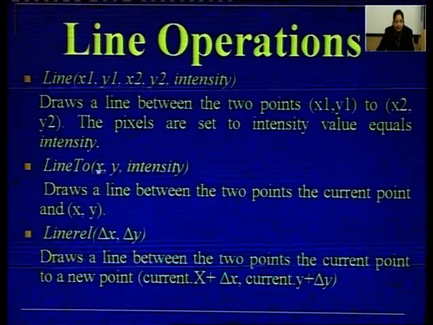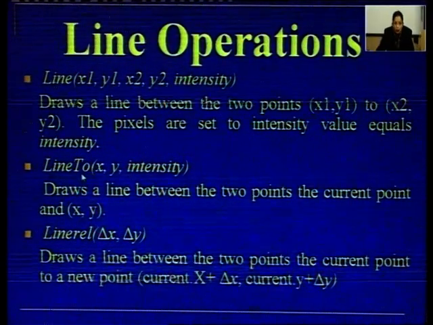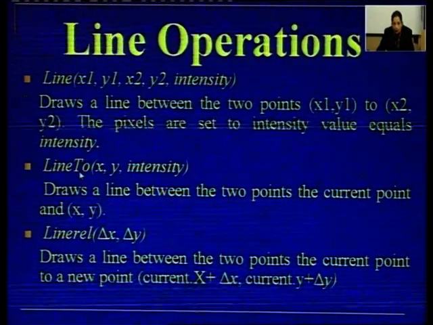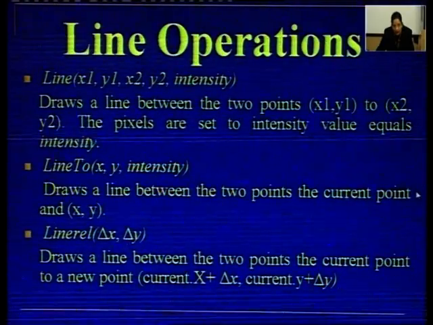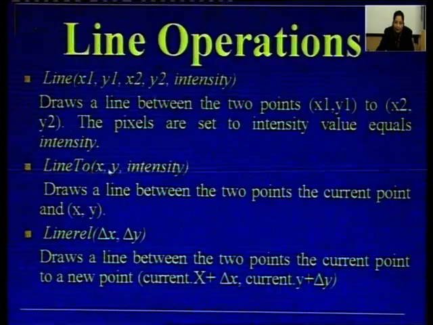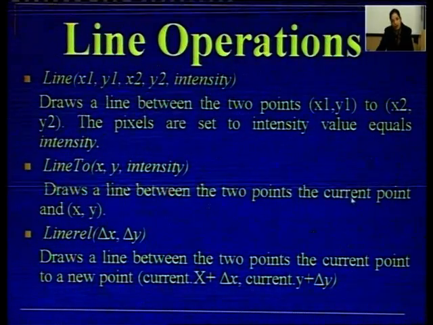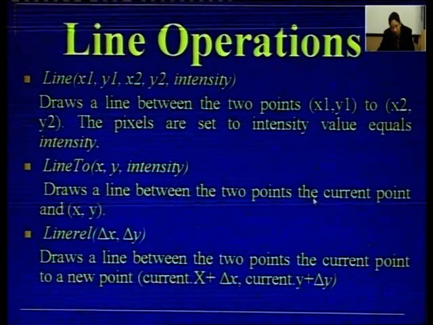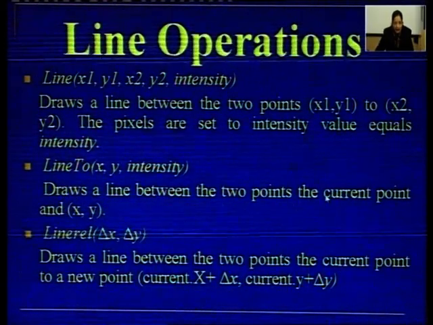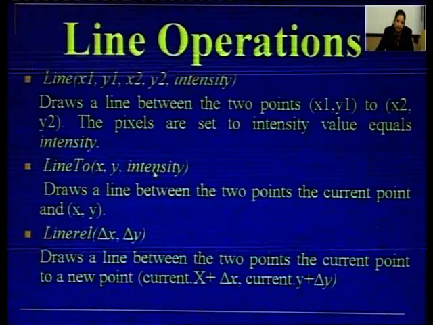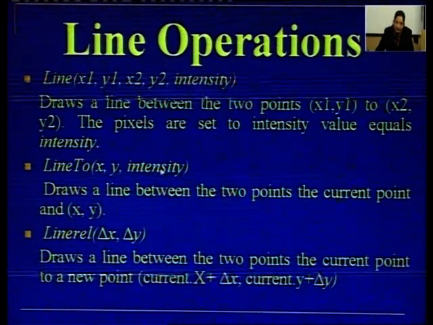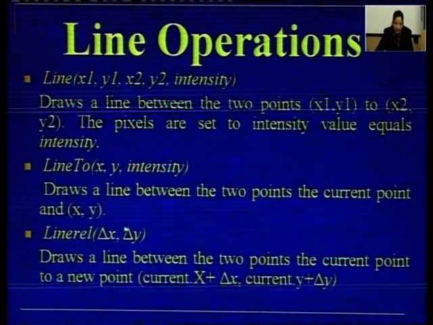parameter. Then the next function is line 2. In this function we draw a line between two points, the current point and the x, y point. The x, y point is given in the parameter, and the current point is where the cursor already is. The line will be drawn between the current point and x, y, and the intensity value of that pixel is set to the intensity parameter that is already given in the function.